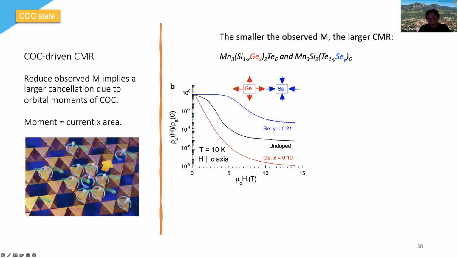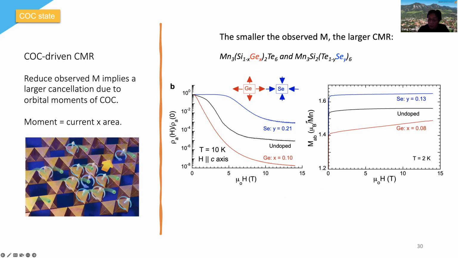That is, we dope the system. If you dope the system with germanium to replace silicon, the unit cell expands. But if we dope selenium to replace tellurium, the unit cell shrinks. Then if you look at the resistivity here, the germanium doped sample, where we have an expanded unit cell, actually has even larger magnetoresistance. This time it's a 9 orders of magnitude drop in resistivity. But for the selenium doping, where the unit cell shrinks, the magnetoresistance effect becomes much smaller.